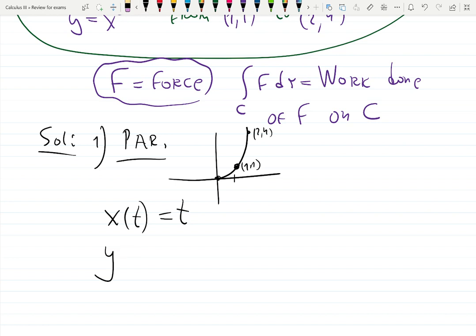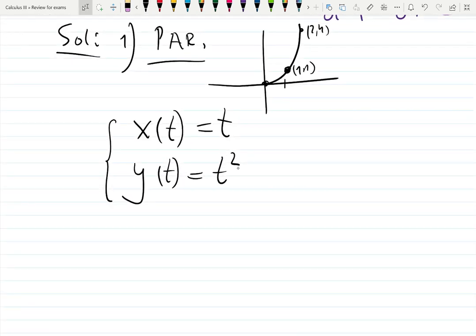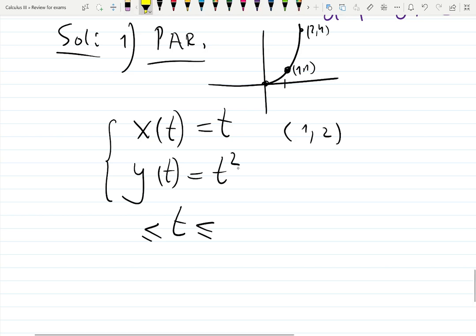Then y is x squared. But x is t, so now it's t squared. This describes the whole infinite parabola, y equals x squared. To restrict it, just tell t to run from and to. But t is x. X is running from 1 to 2, right? So it should be from 1 to 2 for t as well. And you can always check. This should be the beginning point (1, 1), and this should be the ending point (2, 4).